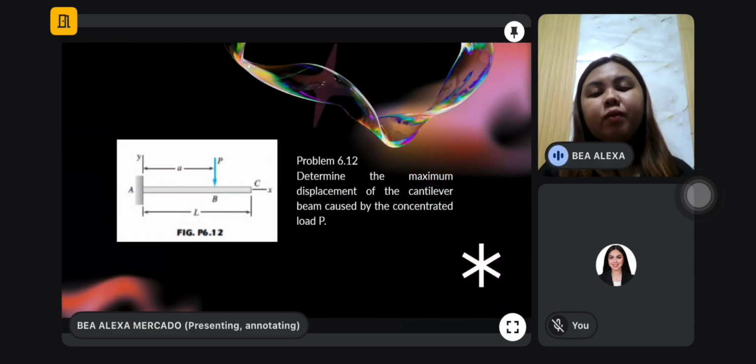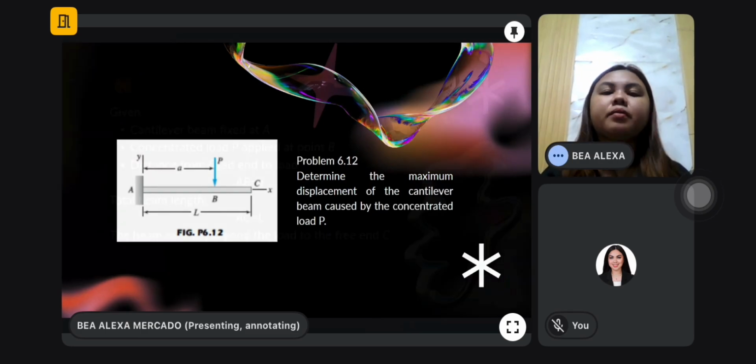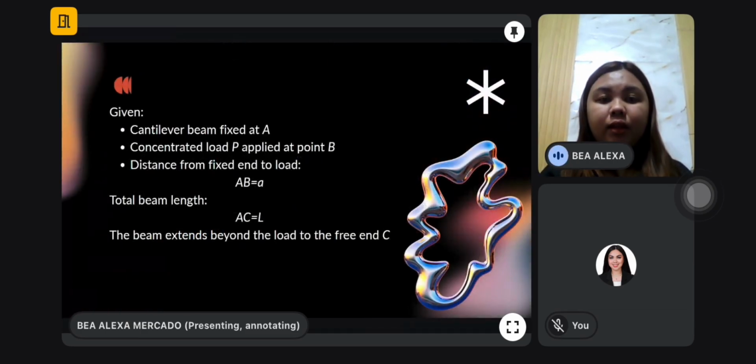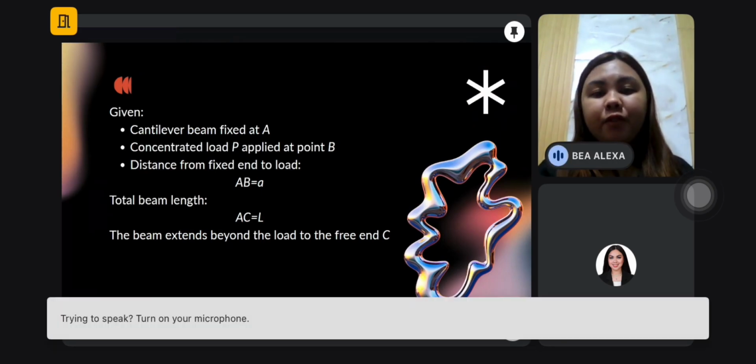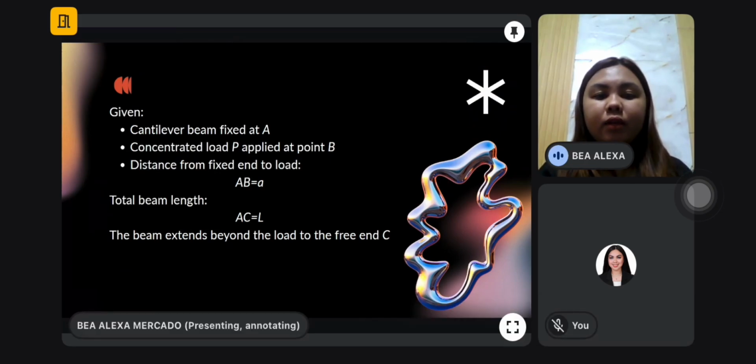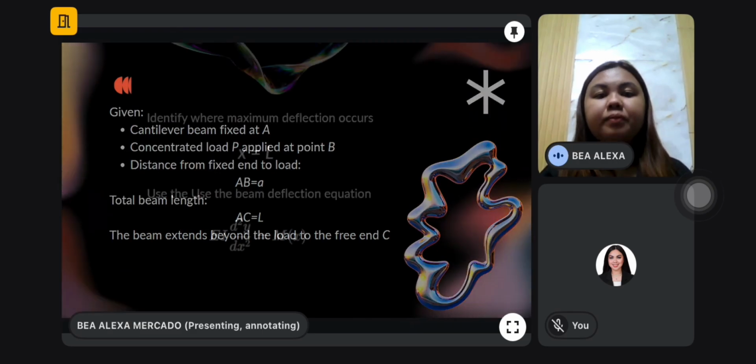Problem 6.12: determine the maximum displacement of the cantilever beam caused by the concentrated load P. Given: a cantilever beam fixed at A, with concentrated load P applied at point B. The distance from the fixed end to the load, AB, equals a. The total beam length AC equals L. The beam extends beyond the load to the free end C.